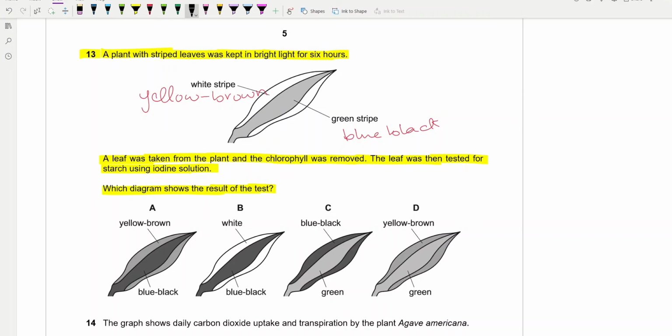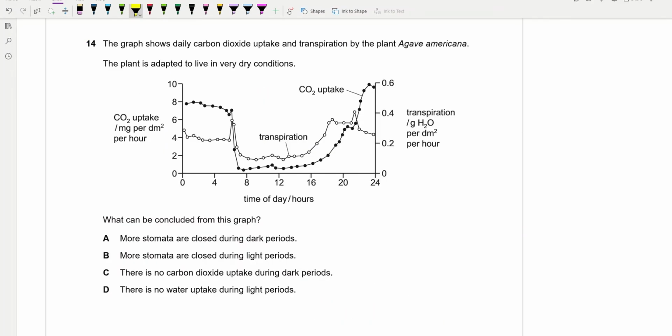The correct option would be option A. Question number 14. The graph shows daily carbon dioxide uptake and transpiration by plant Agave americana. The plant is adapted to live in very dry conditions. What can be concluded from this graph? So the graph has CO2 uptake and transpiration on one side, and on the x-axis, time of the day.